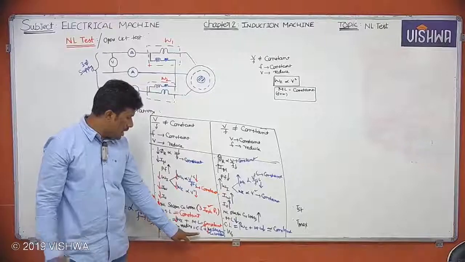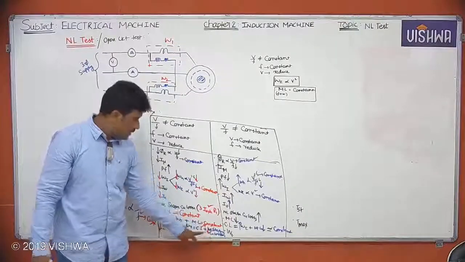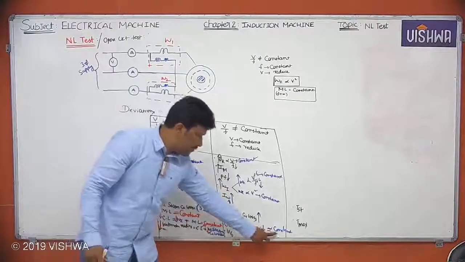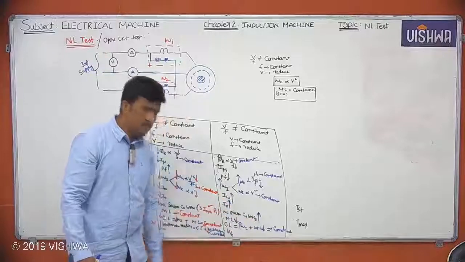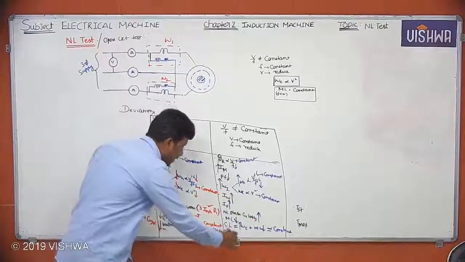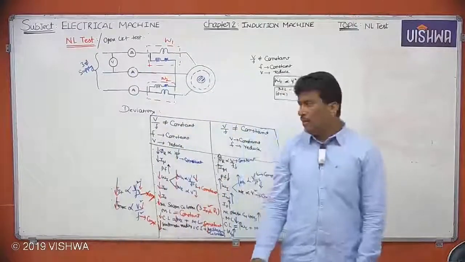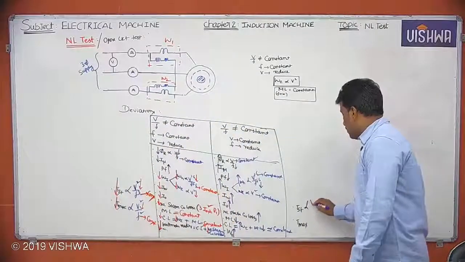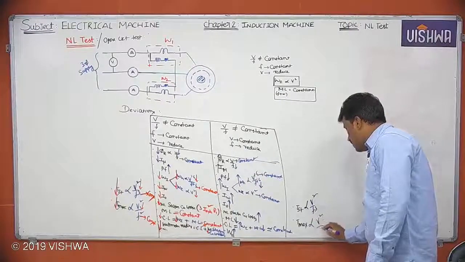What about the wattmeter reading? Wattmeter reading is equal to constant losses plus no load stator copper losses. These constant losses are constant here. What about no load stator copper losses? These are increasing, so obviously the wattmeter reading will increase. That's it. Now tell me, T_st is proportional to V square by F cube, and T max is proportional to V square by F square.